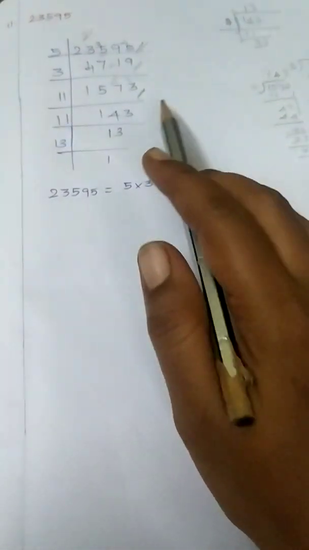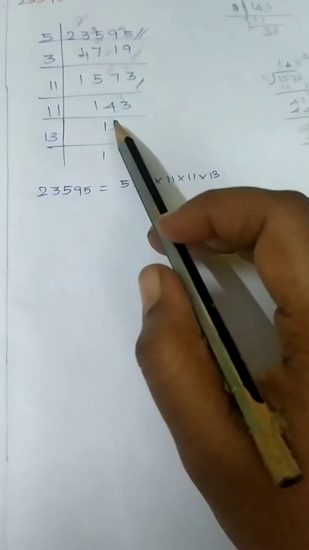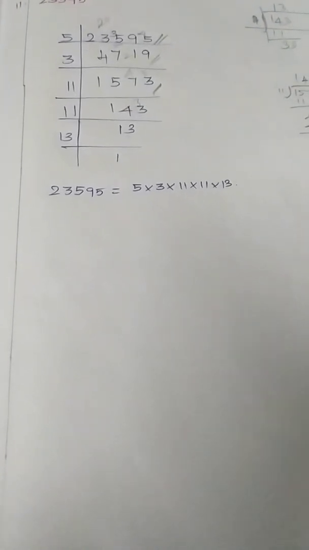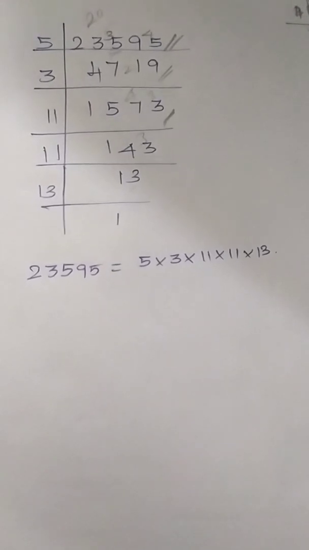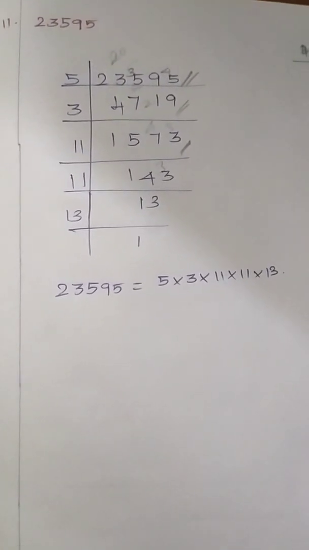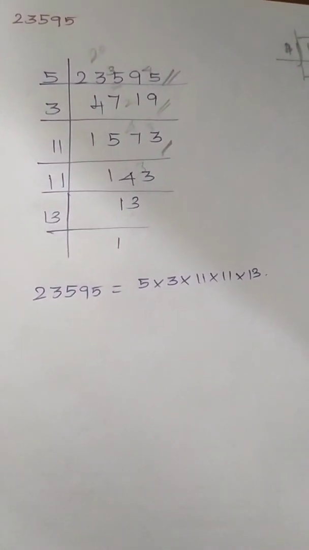143. Again the 11 table, 1 11 is 11, carry over 3, 33. So 3 times. 13 will come in the 13 table alone and 1 table. So 13 table, 1 13 is 13. 13 ones are 13. So the prime factorization of 23,595 is equal to 5 into 3 into 11 into 11 into 13.